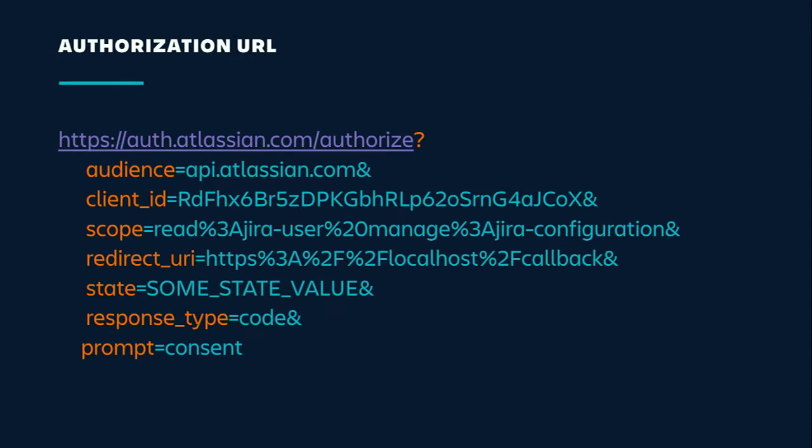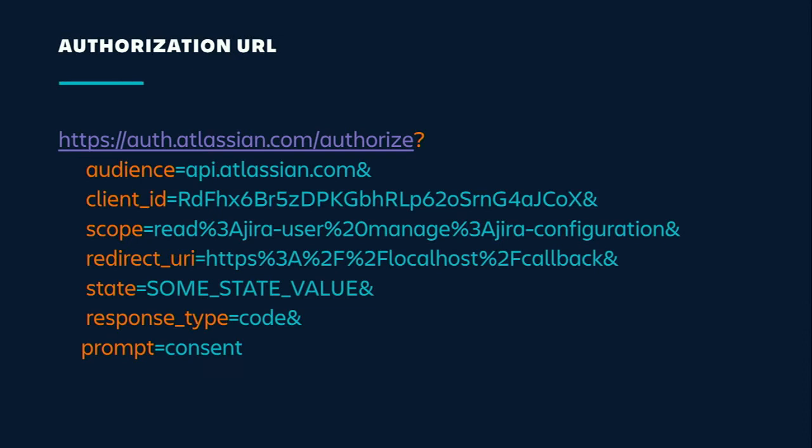So the URL has a bunch of stuff. Most of it comes from the OAuth spec and is kind of mandatory. Some of it is a bit Atlassian specific, but still mandatory. It's all documented in the docs, so I won't go into too much detail. So we have audience, that's api.atlassian.com. That's the new API gateway we have.